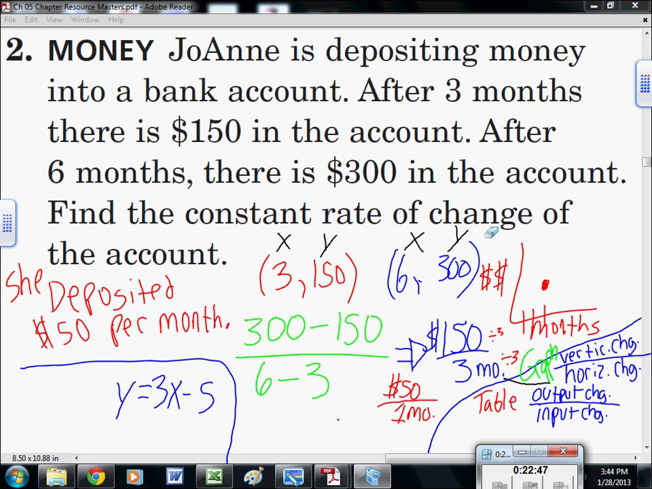But that helps you remember the order of it, because if you know the order of it, you now can say, remember, we got dollars over months, so you can say dollars per month. Because if months had been on top, we would have said months per dollar. So the order does matter, because it means something different if you change the order of it. So if you just remember vertical change over horizontal change, or output change over input change, or change in Y over change in X, that type of stuff, thinking of it that way, that'll help you stay organized in the order you do your constant rates of change.